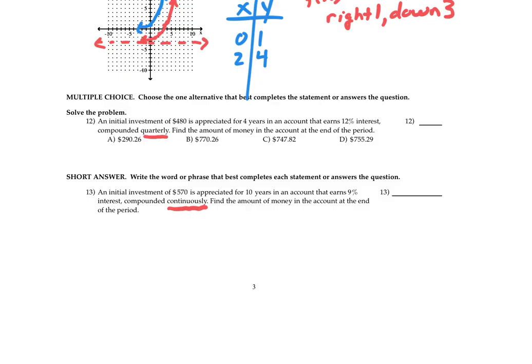Okay. So practice putting that into the calculator. And because you're talking about money, they're going to round the answer to the nearest penny and do the same thing on number 13. Just round it to the nearest penny.